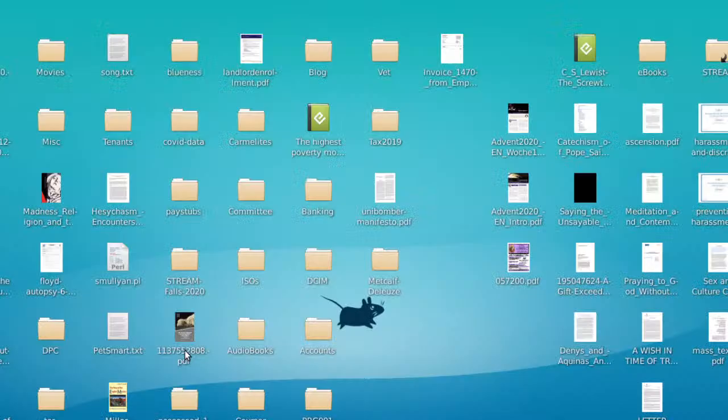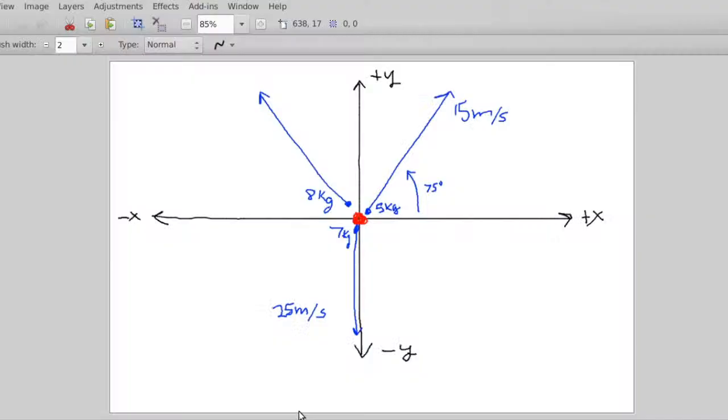And not only do I have to restart the program, but I've got to aim my streaming software at it. Okay, there we go. I think this time it won't crash. The 7 kilogram mass, you can see it right there, is moving along the minus y-axis at 25 meters per second, same as before. The 5 kilogram, rather than moving along the plus x-axis, is moving at 75 degrees to the plus x-axis, okay?